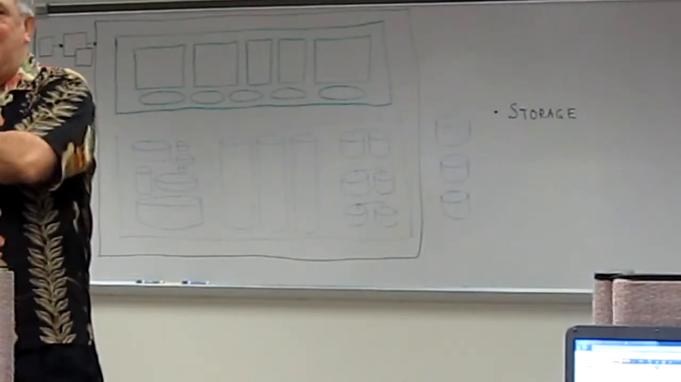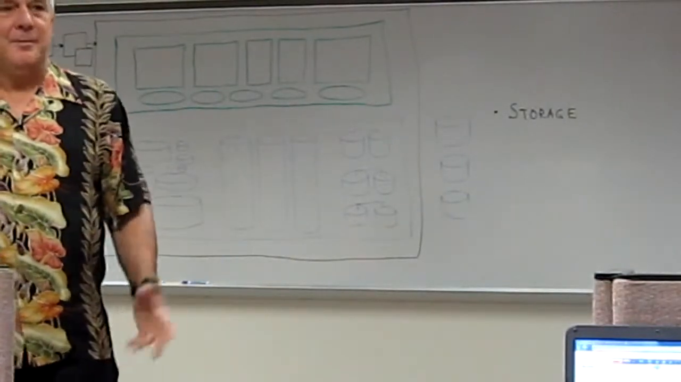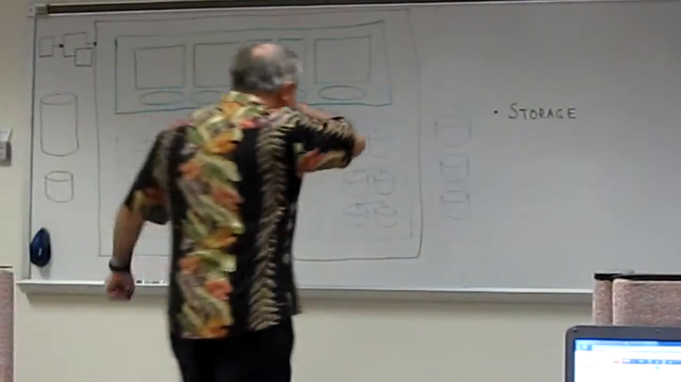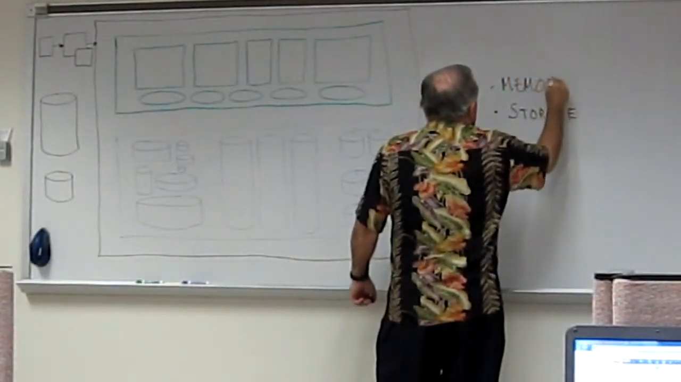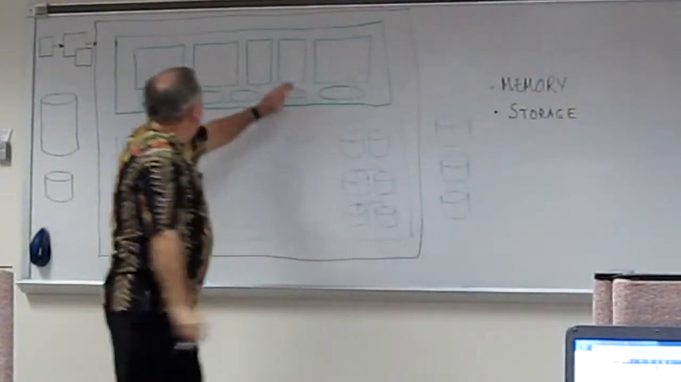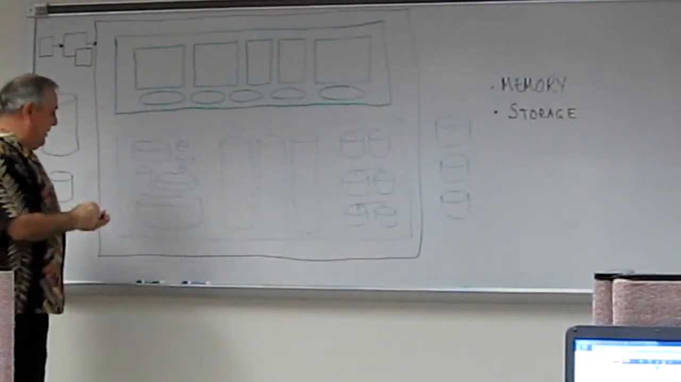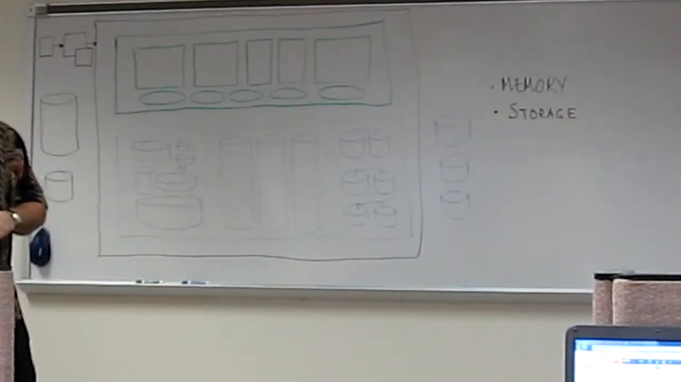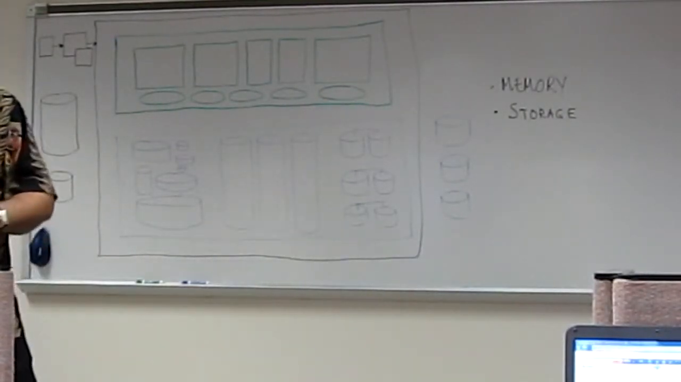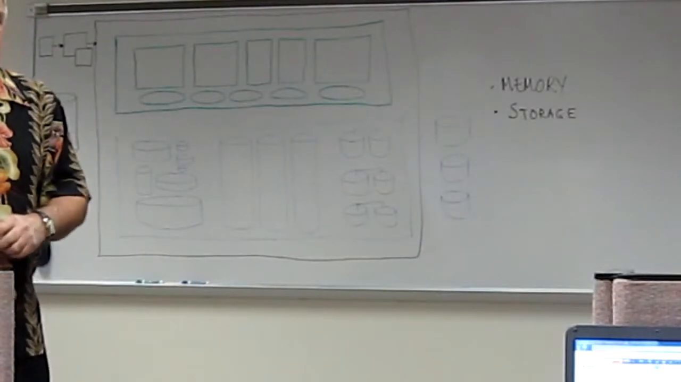What's the second piece in any database? Memory. Now, here's Oracle's memory up here, and we call it the SGA, and I'm getting ready to label it here in a second. But I'm still answering the question, what are the three major components of any database?